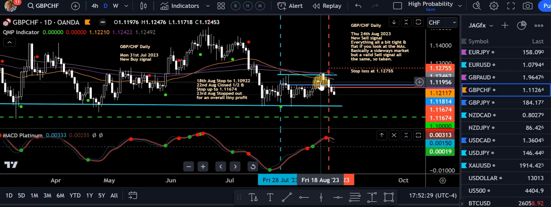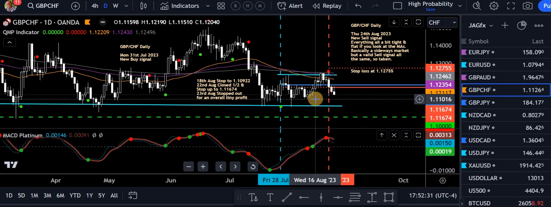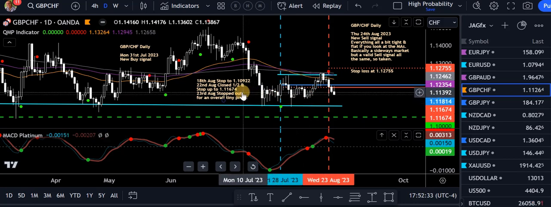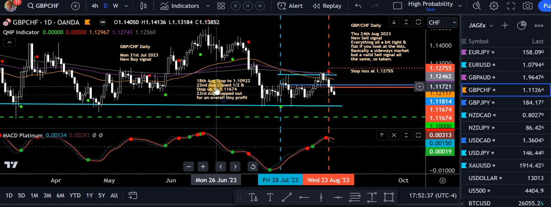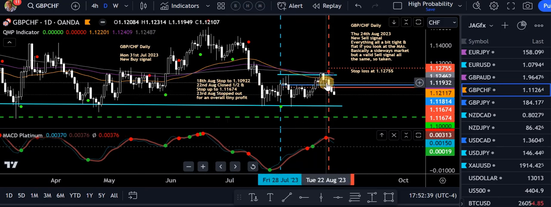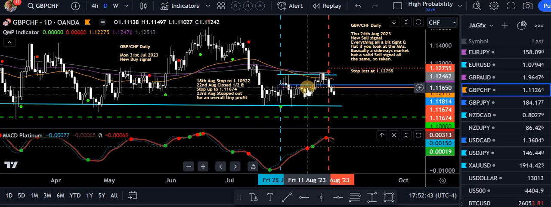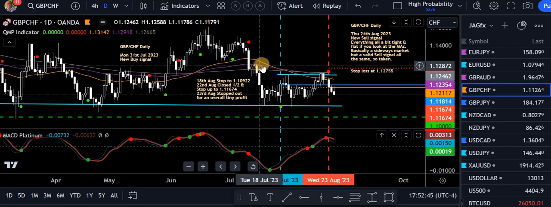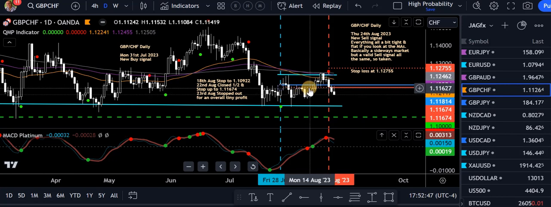So we got up here, it was just going nowhere. I dragged the stop up to about this level, reduced my risk, and then on the 22nd of August, I closed half. So I'm reckoning here somewhere, yep, on the open of this candle, closed half and dragged my stop up nice and tight. This is on the buy, this buy here. It was just going nowhere fast.